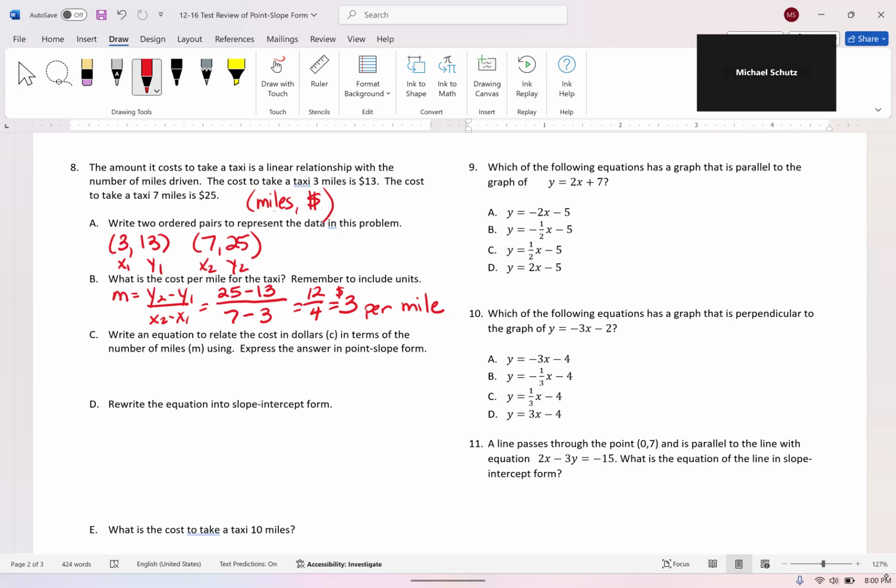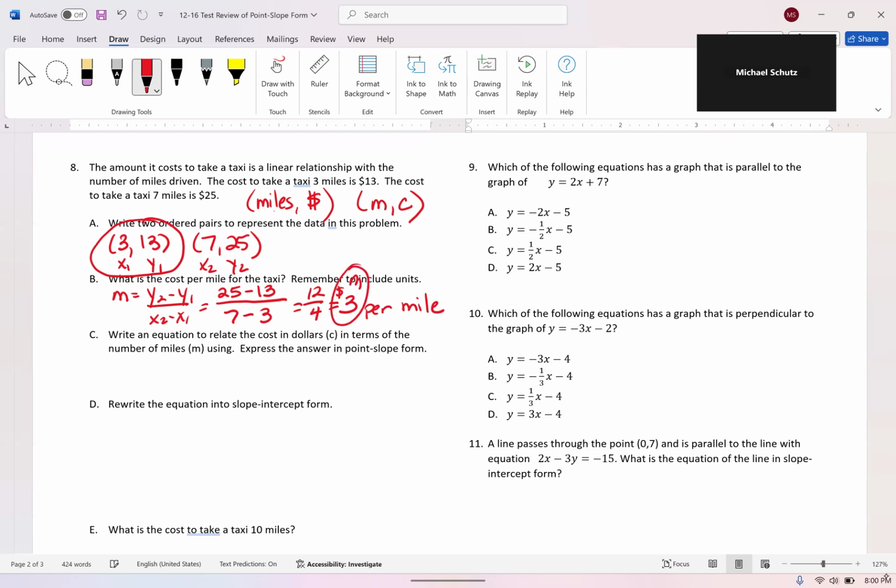All right, part C, it says write an equation to relate the cost in dollars, C, in terms of the number of miles, M, and express the answer in point slope form. So in this problem, we have M is our miles and C is our cost in dollars. That's how we're writing it. So this is your x1, y1, and here is your m right here.